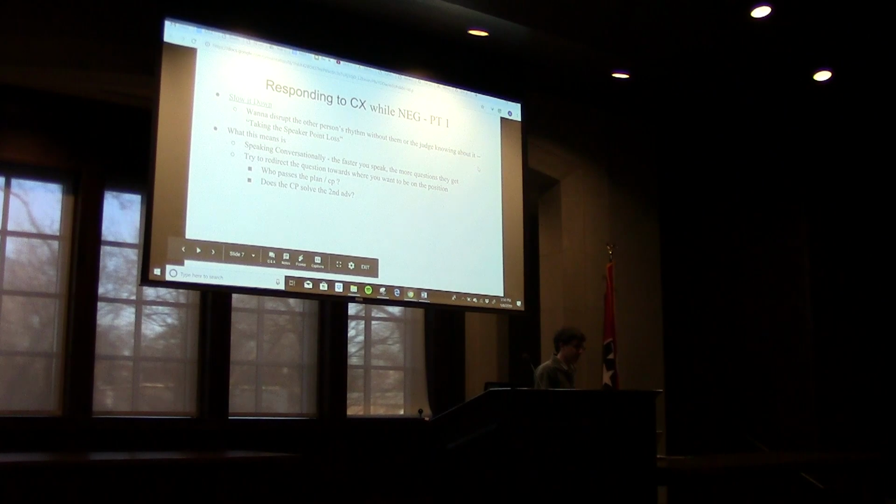Let's say they ask, does the counterplan solve the second advantage? If they're just asking a net benefit question, that gives you the ability to explain how the counterplan solves the second advantage. You want to take openings in their question and exploit them to explain your strategy to the judge.